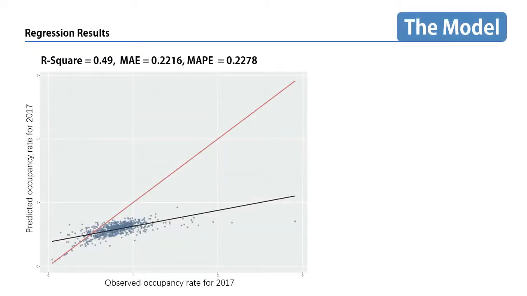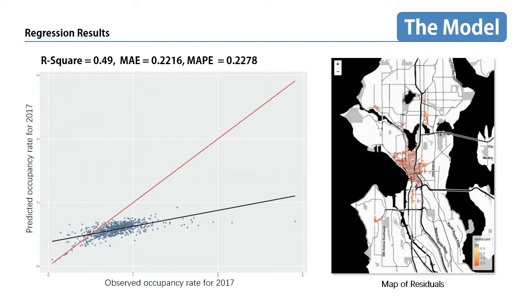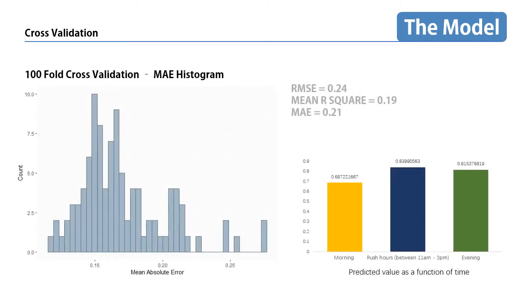Here are the regression results of the model. The MAPE is 0.23, relatively low, and the map of residuals shows that the residuals are not clustered, so our model is quite robust. Here is the cross-validation result. The mean absolute error is 0.21, relatively low. And if we take a look at the predicted value as a function of time, it shares the same trend as the observed value. Again, our model is quite robust.